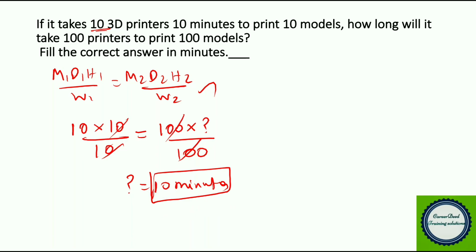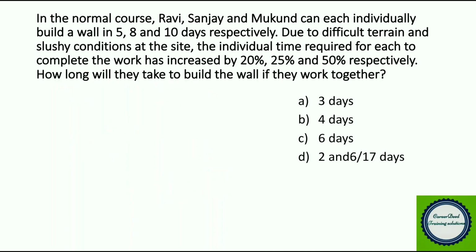Now question number 24. In the normal course, Ravi, Sanjay and Mukund can each individually build a wall in 5, 8 and 10 days respectively. Due to difficult terrain and slushy conditions at the site, the individual time required for each to complete the work has increased by 20%, 25% and 50% respectively. How long will they take to build the wall if they work together? So the question is the same time and work, but here a percentage increase is provided.